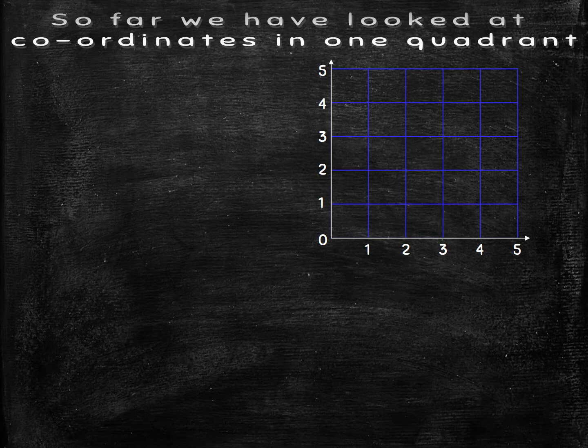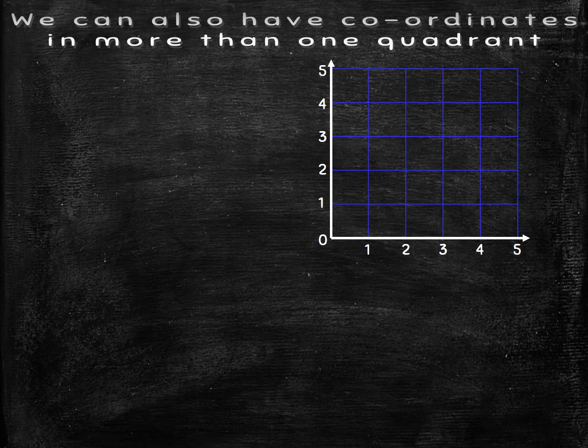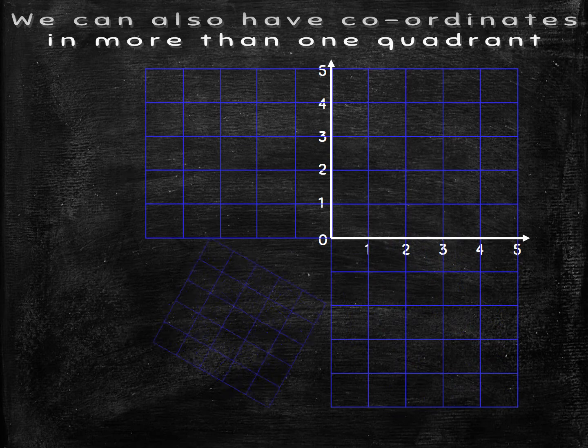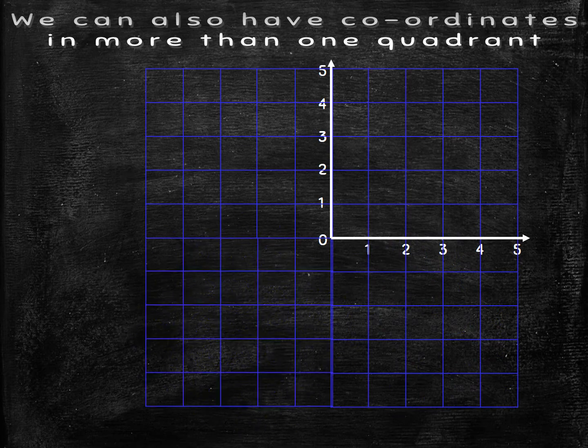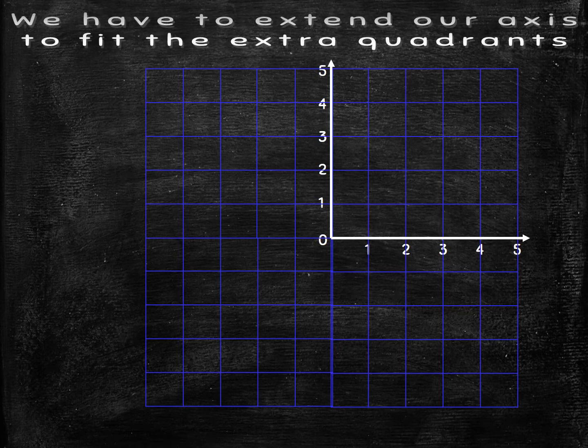So far we've just looked at coordinates when they've been positive numbers in one quadrant. Quadrant means, of course, out of 4. So we're going to expand this a little bit more. We can have coordinates in more than one quadrant, and what we mean by that is that we can have some negative numbers with it. So we can fill out all 4 quadrants, but we need to extend the axes as well. So we extend them by making them negative numbers.